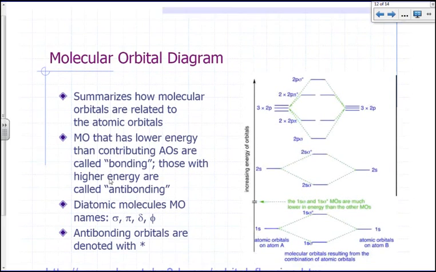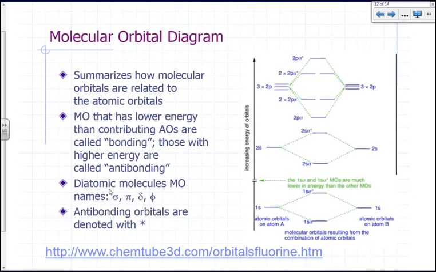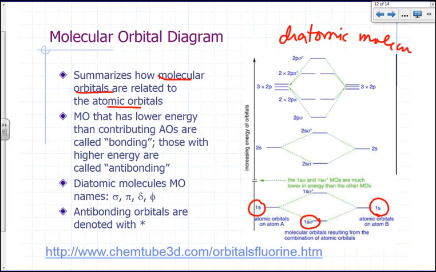A molecular orbital diagram summarizes how the molecular orbitals are related to the atomic orbitals, in other words, it tells you where they come from. For example, here this molecular orbital called 1s sigma comes from a combination of the 1s orbitals on 2 atoms. This is for diatomic molecules. So this is an orbital diagram for a diatomic molecule, in particular, a homonuclear diatomic molecule.